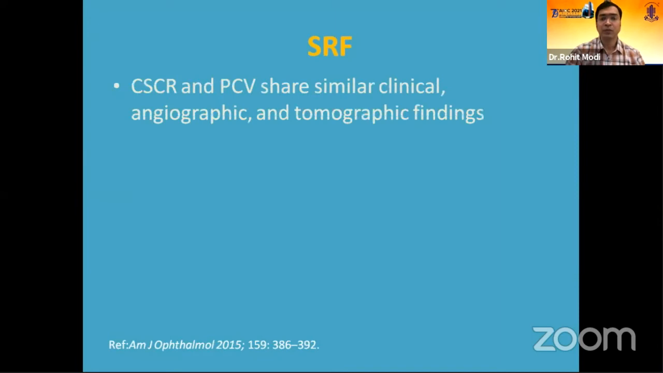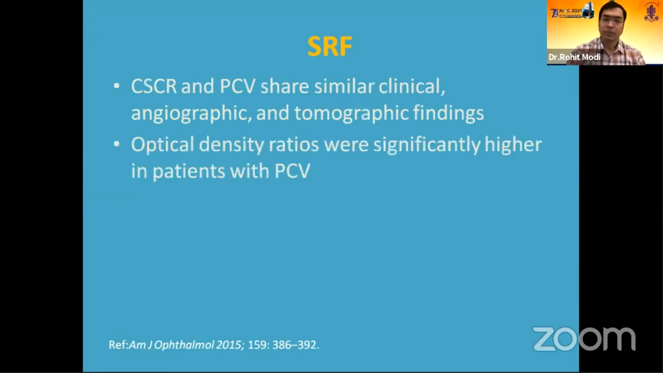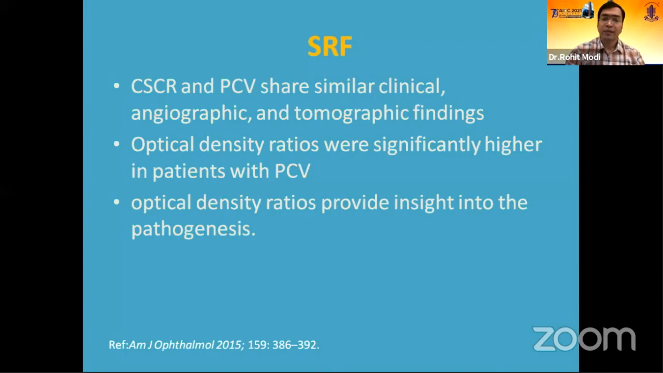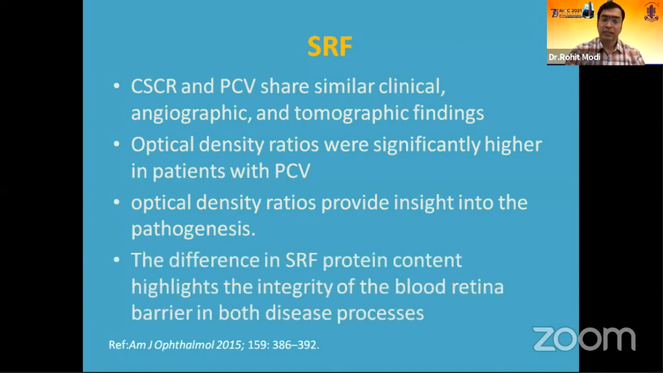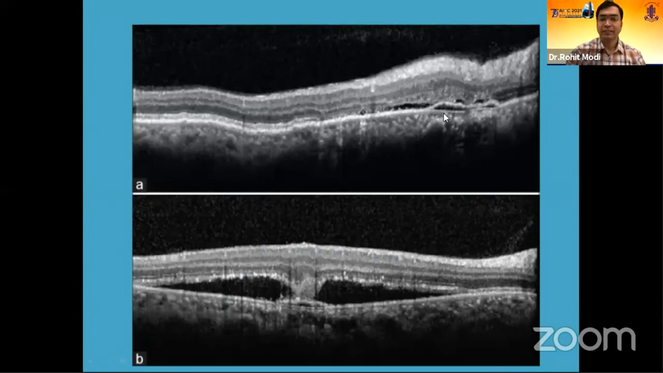Now, subretinal fluid has optical density ratios which are slightly higher in PCV patients, as CSR and PCV patients may have similar clinical, angiographic and tomographic findings, and they provide an insight into the pathogenesis. That is, the difference in the SRF protein content highlights the integrity of the blood-retinal barrier in both disease processes. Here we can see the flat irregular PEDs which are noted.